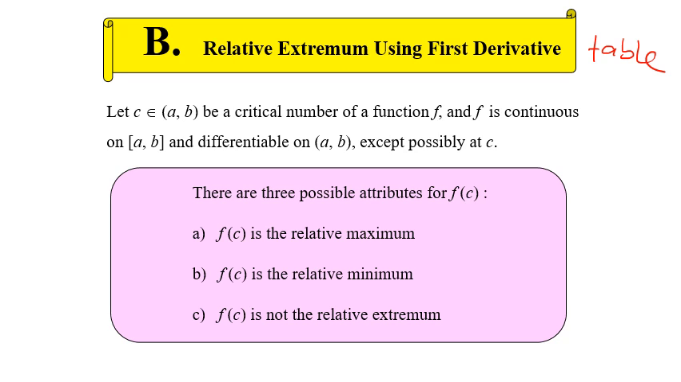So this is a possibility. Maybe we get a maximum, maybe we get a minimum, or maybe it's not a relative extremum if the sign is the same. Remember, in the sign table for a maximum, it should be positive and negative, right? To be a minimum, it must be negative and positive. If it's not an extremum, maybe it's positive and positive. So in this case, for C it is not an extremum. An extremum must have a change of sign from positive to negative or from negative to positive.